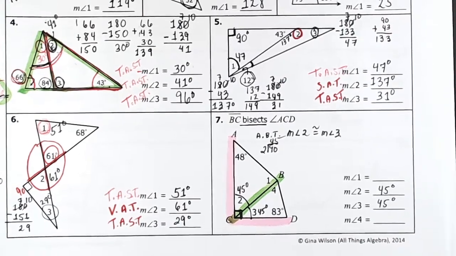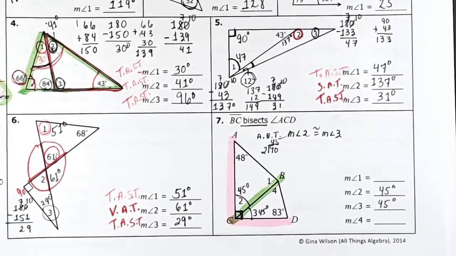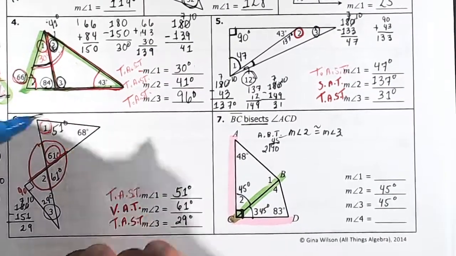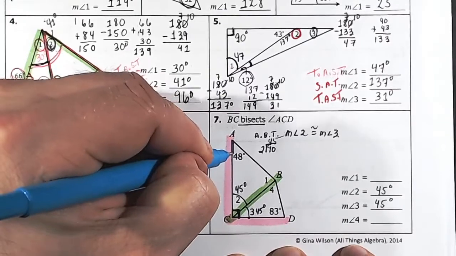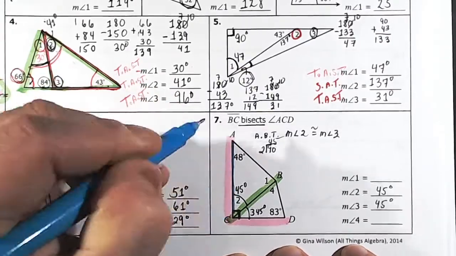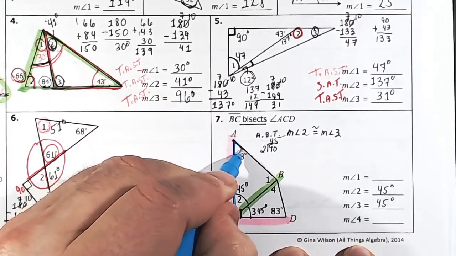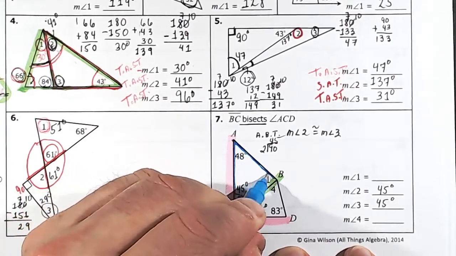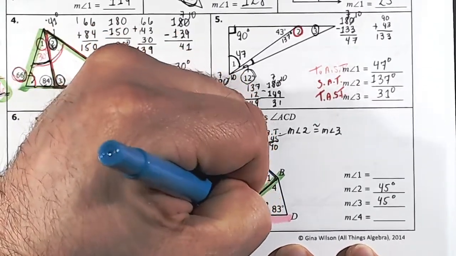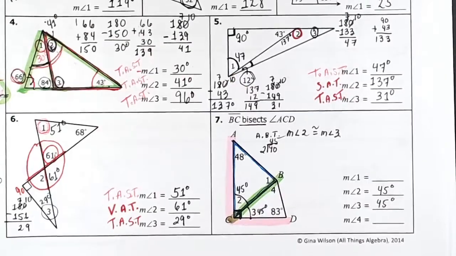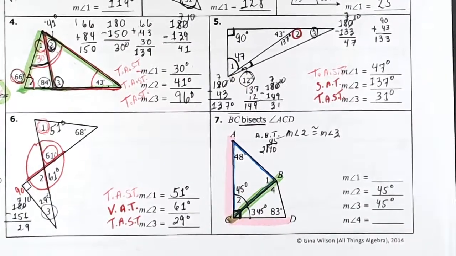Hang on a second. I want to get a different color highlighter, if I have it. I thought I had one. Maybe I don't. I have a different color marker. Maybe that'll work. So what I'm focused on over here is this triangle that I'm outlining in blue to get the measure of angle 1. I'm focused in on this triangle. So I'm looking here at the measure of angle 1.